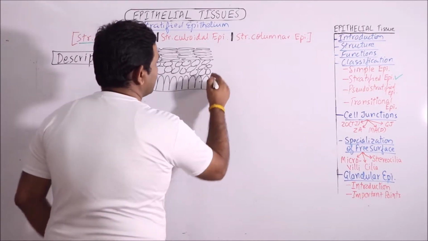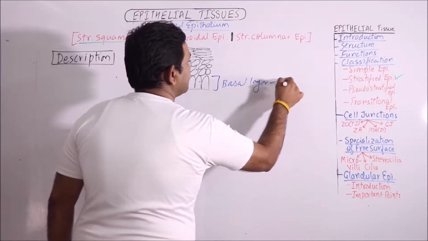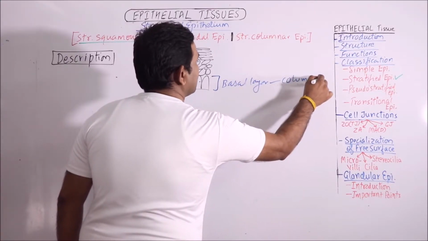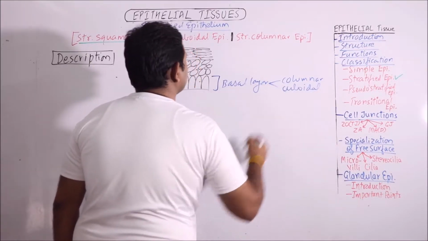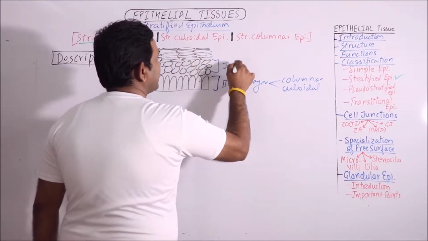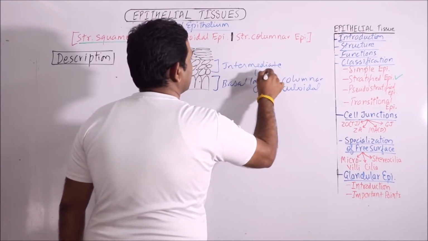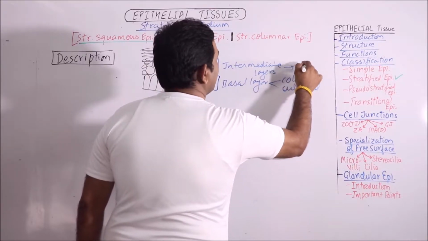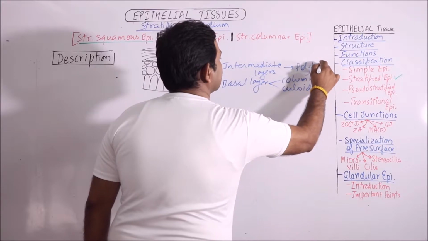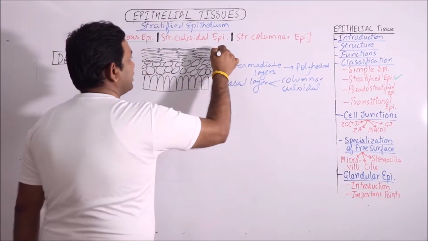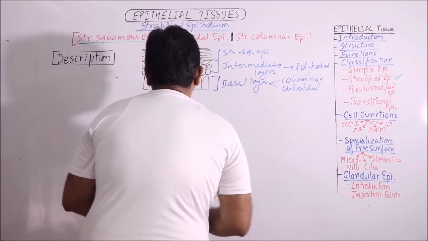So the basal layer is either columnar or cuboidal, and intermediate layers are polyhedral. It consists of polyhedral cells, and finally this is the stratified squamous epithelium.